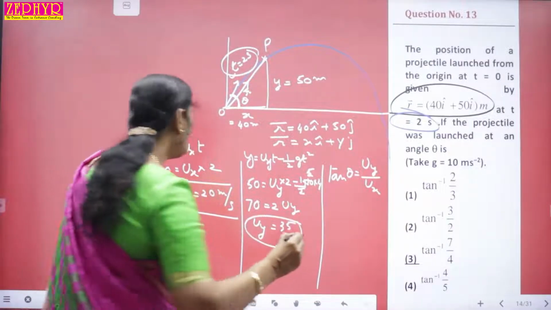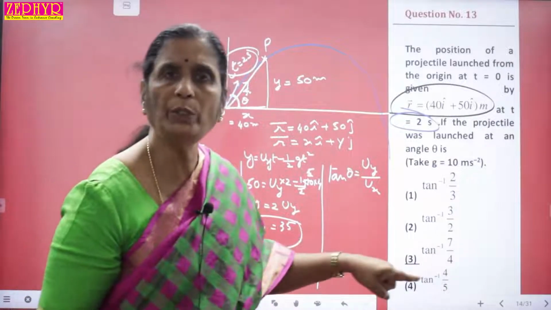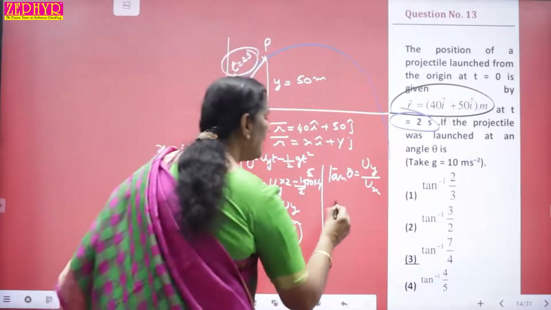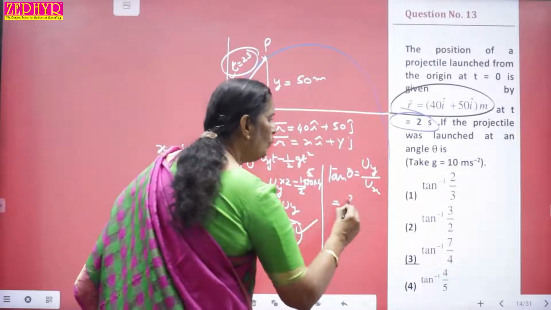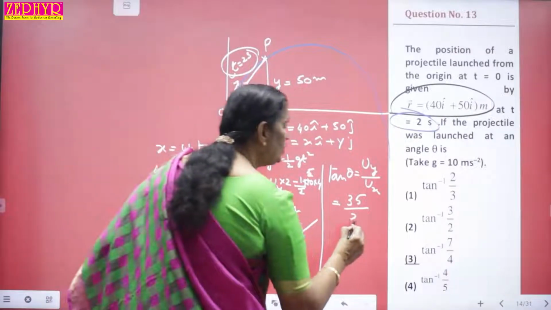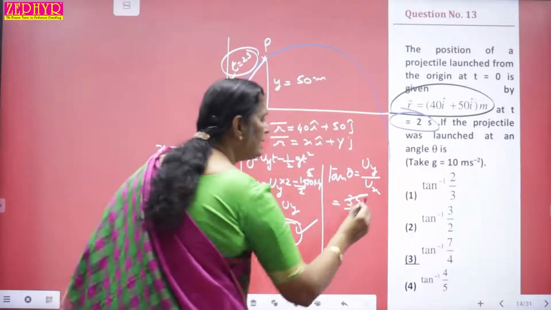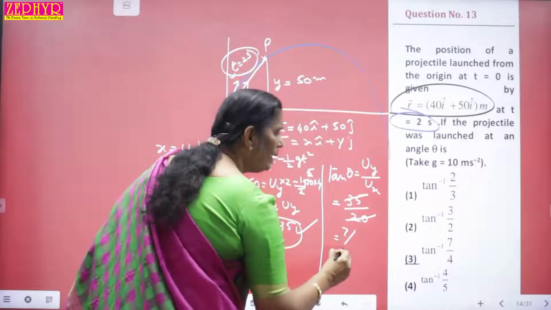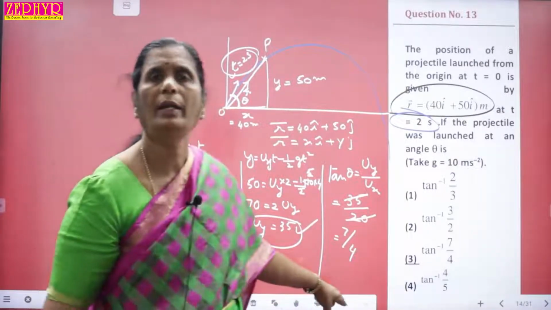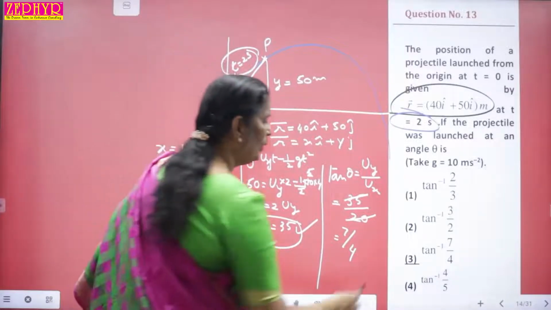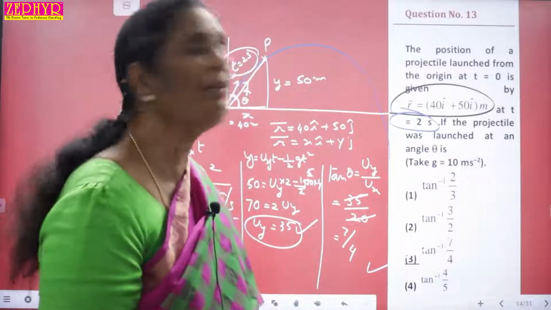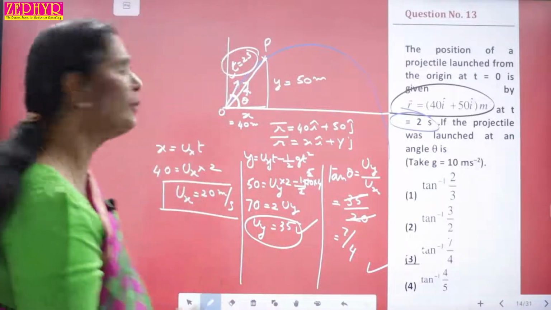Okay. So now we got ux and we have uy. So it is time for us to find tan theta. Therefore tan theta is equal to the uy value, that is 35, and the ux value, that is 20. So when you cancel it, you will get 7 by 4. So tan theta is 7 by 4. Theta will be tan inverse 7 by 4. This will be the answer. Very carefully, with understanding, we have to do. But it is very simple only.